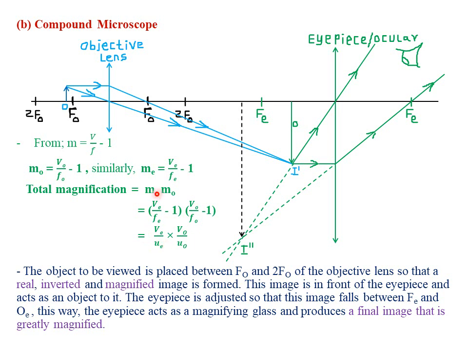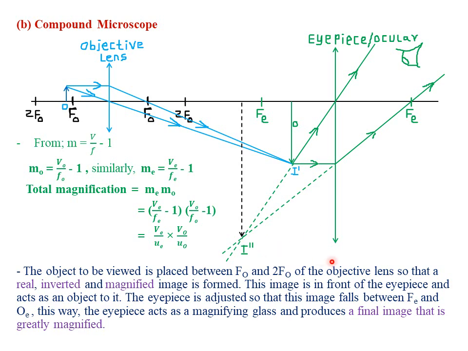Remember, magnification can also be given by the height of the image of the objective lens over the height of the object of the objective lens, multiplied by the height of the image of the eyepiece over the height of the object of the eyepiece. That is HI over HO. So you can use those formulas of magnification. You simply find the magnification for the objective lens, then multiply by the magnification for the eyepiece to get the total magnification of that particular microscope.